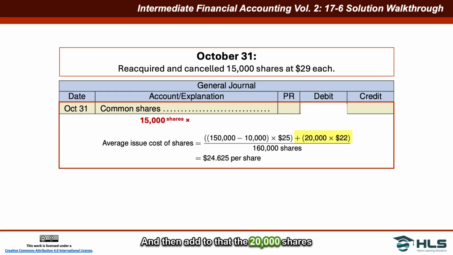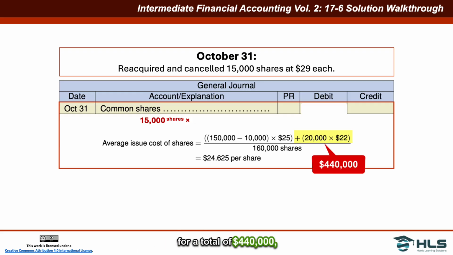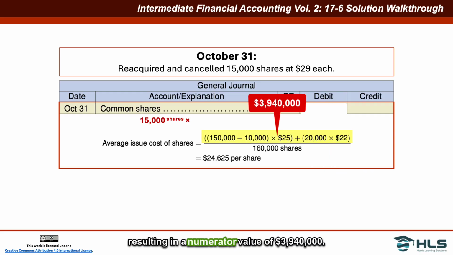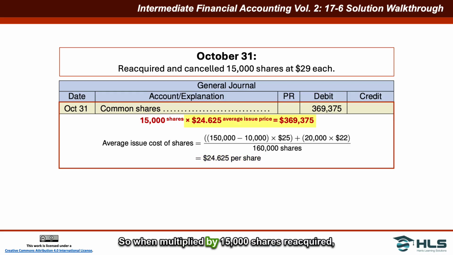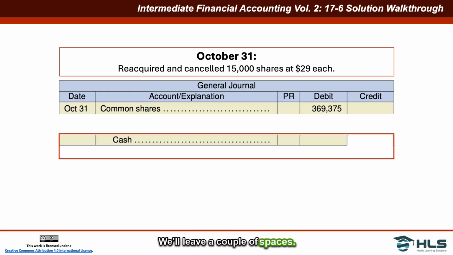And then add to that the 20,000 shares issued at a price of $22 a share for a total of $440,000, resulting in a numerator value of $3,940,000, then divide by 160,000 shares outstanding, which results in an average issue cost of $24.625 per share. So when multiplied by 15,000 shares reacquired, that's a debit to common shares of $369,375. We'll leave a couple of spaces.